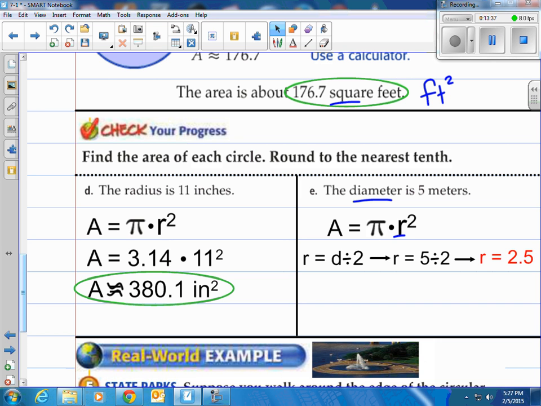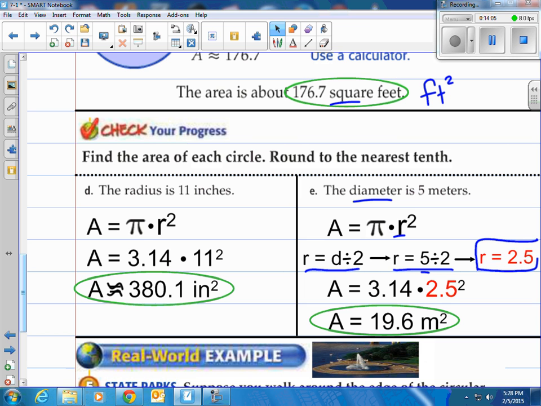So let's take the diameter and divide it by 2. That's what radius equals. And when we do that, we plug in the 5 for the D, for the diameter, divide by 2, and we get a radius of 2.5. So it's 2.5 meters. That's what we're going to plug in for r. And notice I highlighted it there. So we'll use 3.14 for pi. We'll times by 2.5 to the second power. And we end up with an approximate answer of 19.6 meters to the second power.